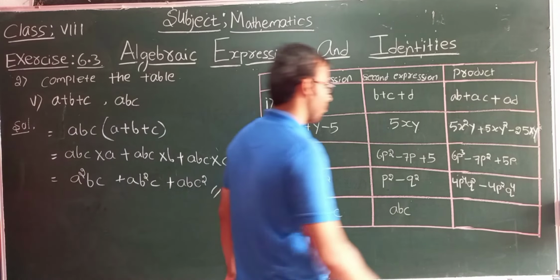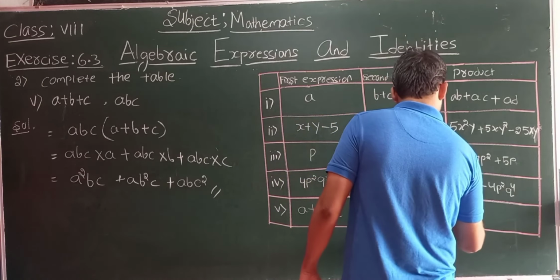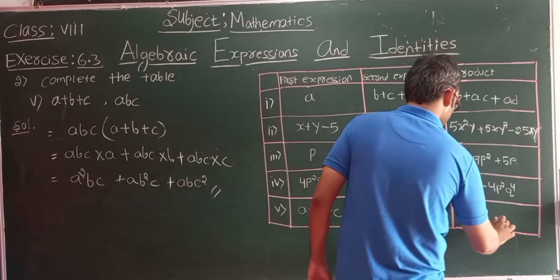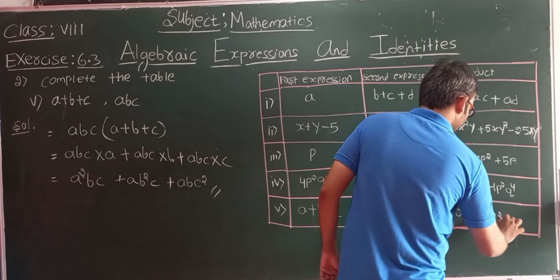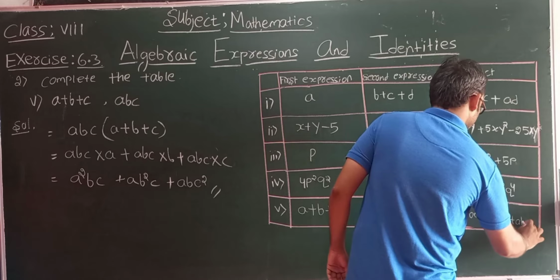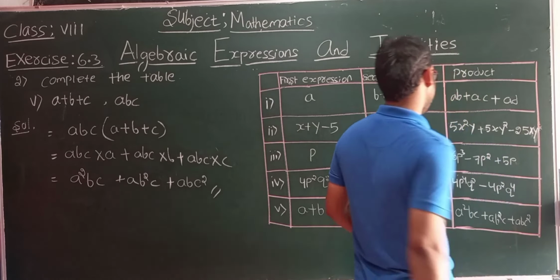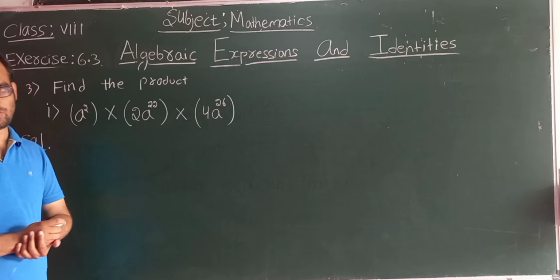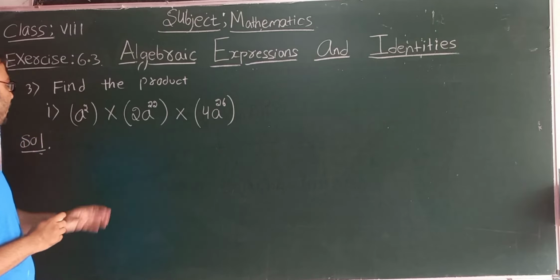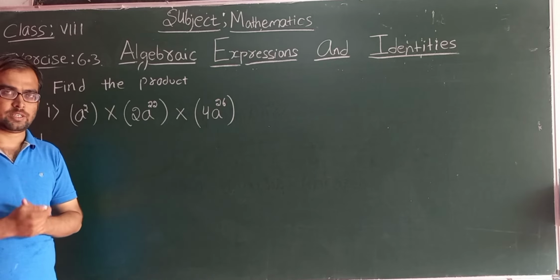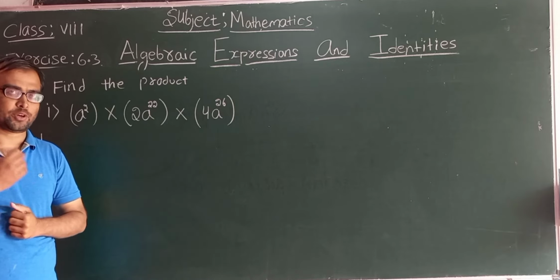That is A square BC plus A B square C plus AB C square. Okay, so this is a solution for fifth problem. Students, now let's solve the problems from third main. Here they are asking us to find the product. They have given some terms, and we need to find the product of those terms.